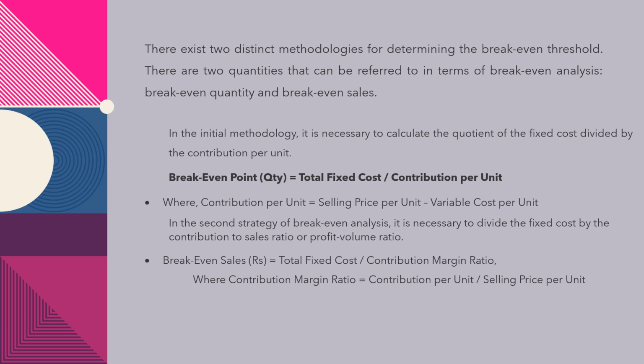In the second strategy of break-even analysis, it is necessary to divide the fixed cost by the contribution to sales ratio or profit volume ratio. So here is our formula. Break-even sales is equal to total fixed cost divided by contribution margin ratio, where contribution margin ratio is equal to contribution per unit divided by selling price per unit.